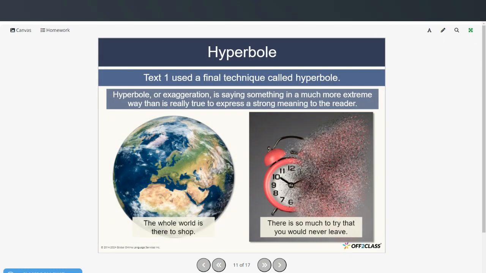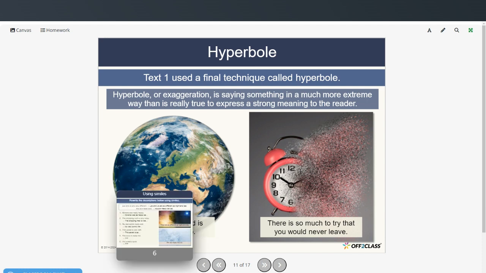And a final technique is called hyperbole. Hyperbole, or exaggeration, is saying something in a much more extreme way than is really true to express a strong meaning to the reader. The whole world is there to shop. Well, it's not literally the whole world, that is an exaggeration, but that says to the reader that there are a lot of people there and there is so much to try that you would never leave.